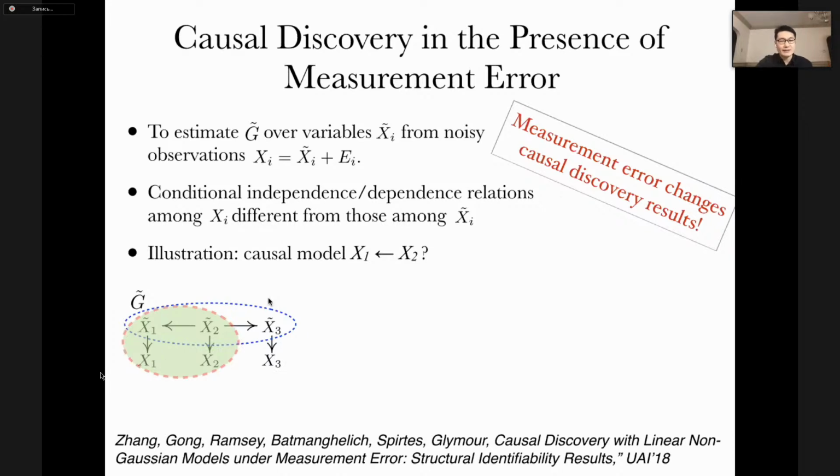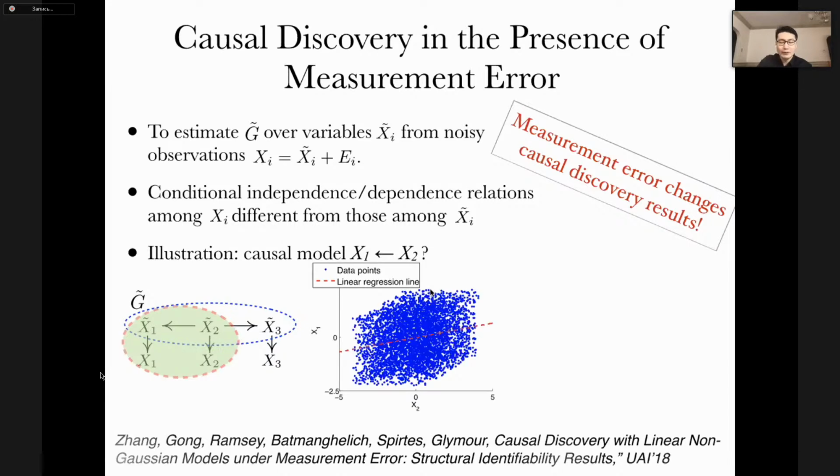First of all, the conditional independence relations between the observed variables can be very different from those relationships between the true variables. That means we have to do some adaptation to recover the true causal structure for the noise-free variables.